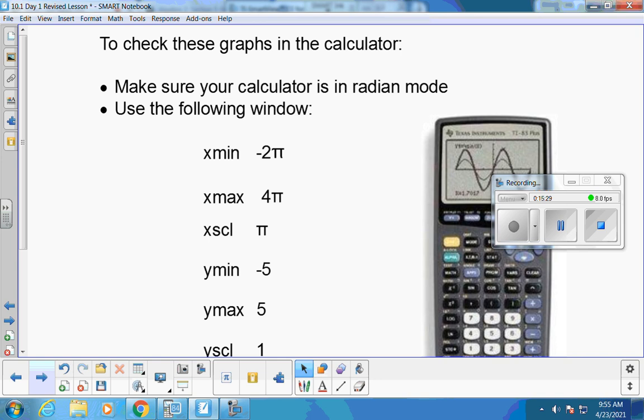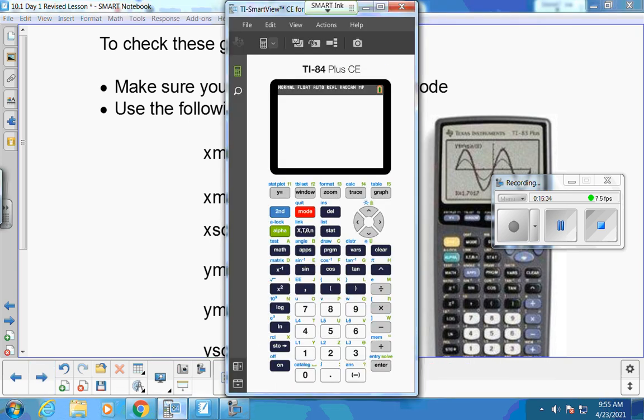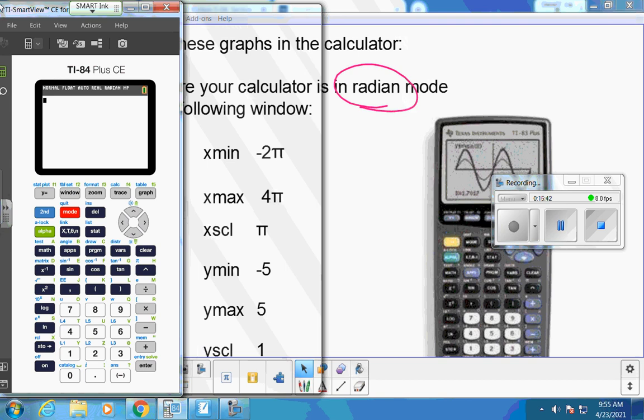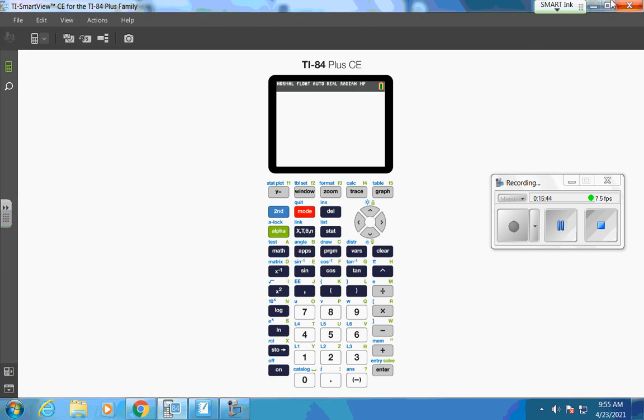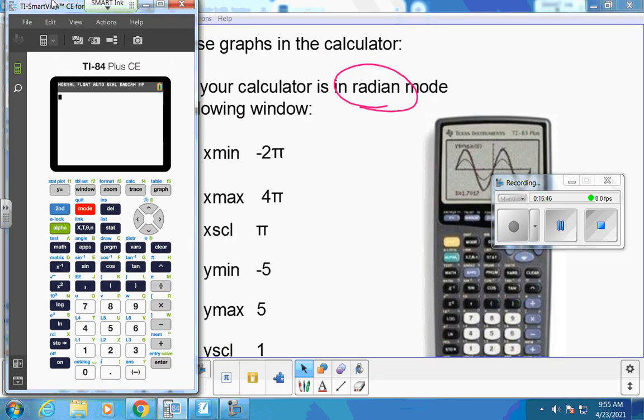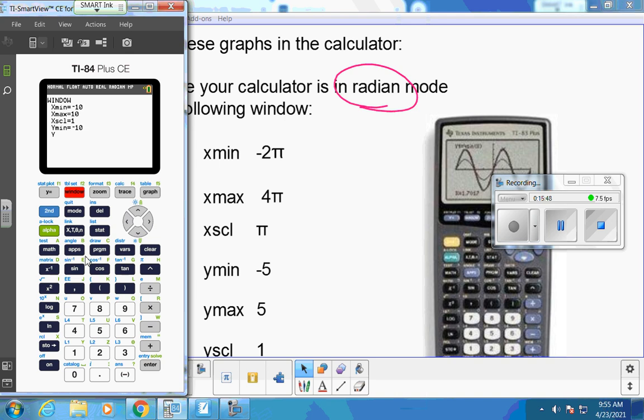Again, make sure you're in radian mode. We did that at the beginning of the video. Let's hit window. I think I'll move this over. Give me 1 second. Window. So she has just decided these are the best windows to be able to see these graphs.